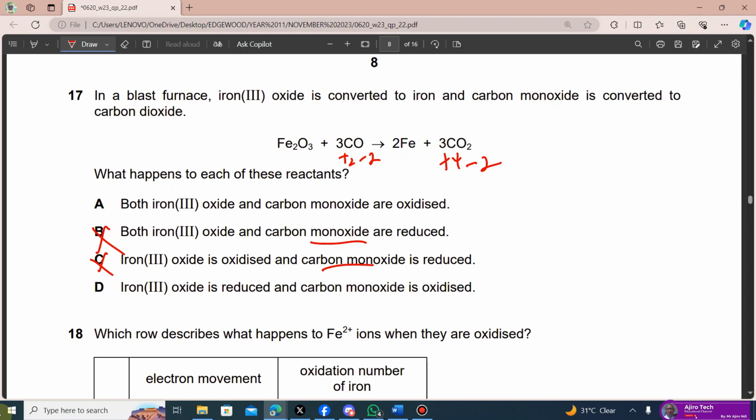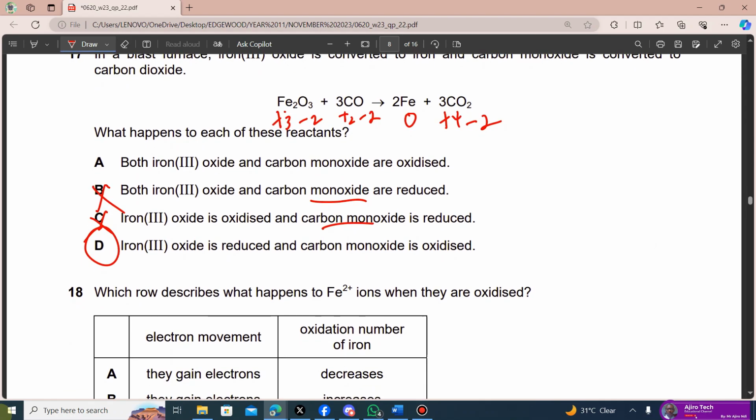So we're left with two options now. If carbon monoxide is oxidized, what then happens to the iron(III) oxide? In iron(III) oxide, iron is +3 and oxygen is still -2, but in the product, iron is 0. So there's a decrease in the oxidation number of iron, which means that iron(III) oxide is reduced. That matches option D. So that is how to get the answer to that.